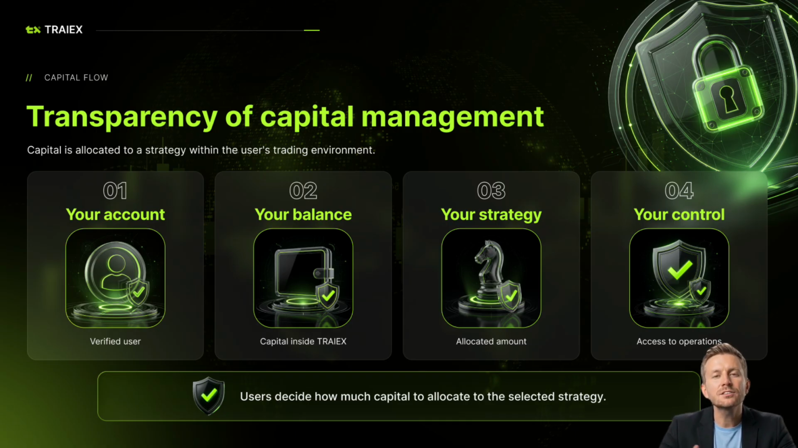In TRAIEX, funds are not handed over to an external manager and are not sent to a separate, opaque platform. The capital is allocated to a strategy inside the user's own account. The user continues to see the balance, the trading operations, and the result. They keep the ability to stop the automation and manage their funds, taking into account open operations, security procedures, KYC, KYT, and the applicable requirements of the platform. Like any financial account, a TRAIEX account may be subject to review in certain circumstances, but the trading technology itself does not take control over the capital away from the user.